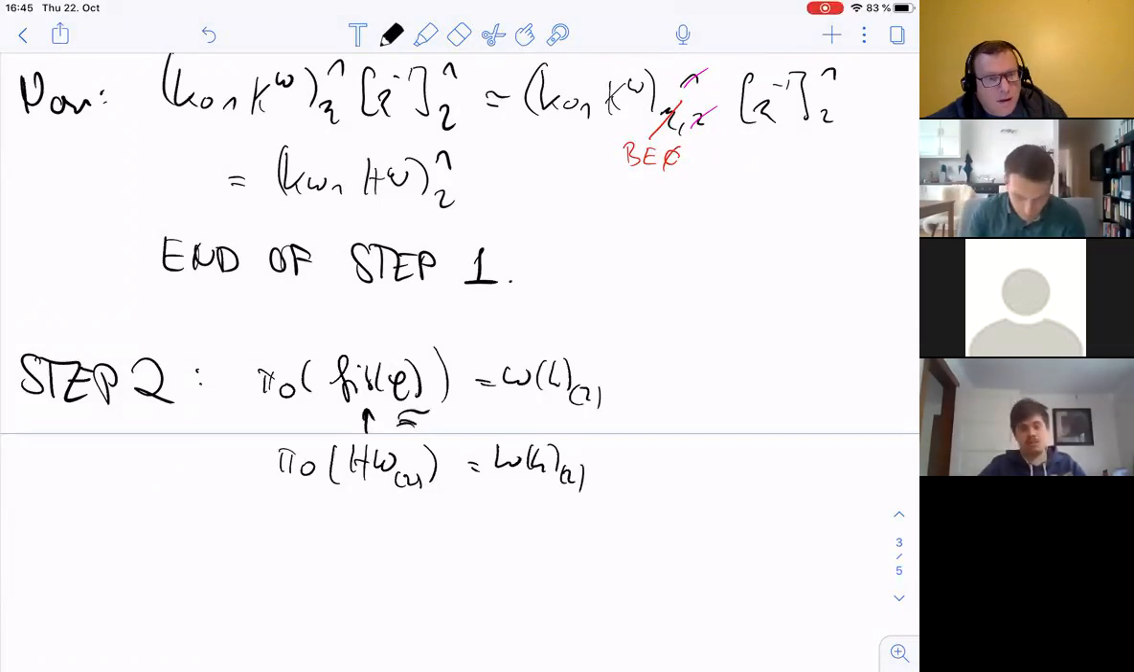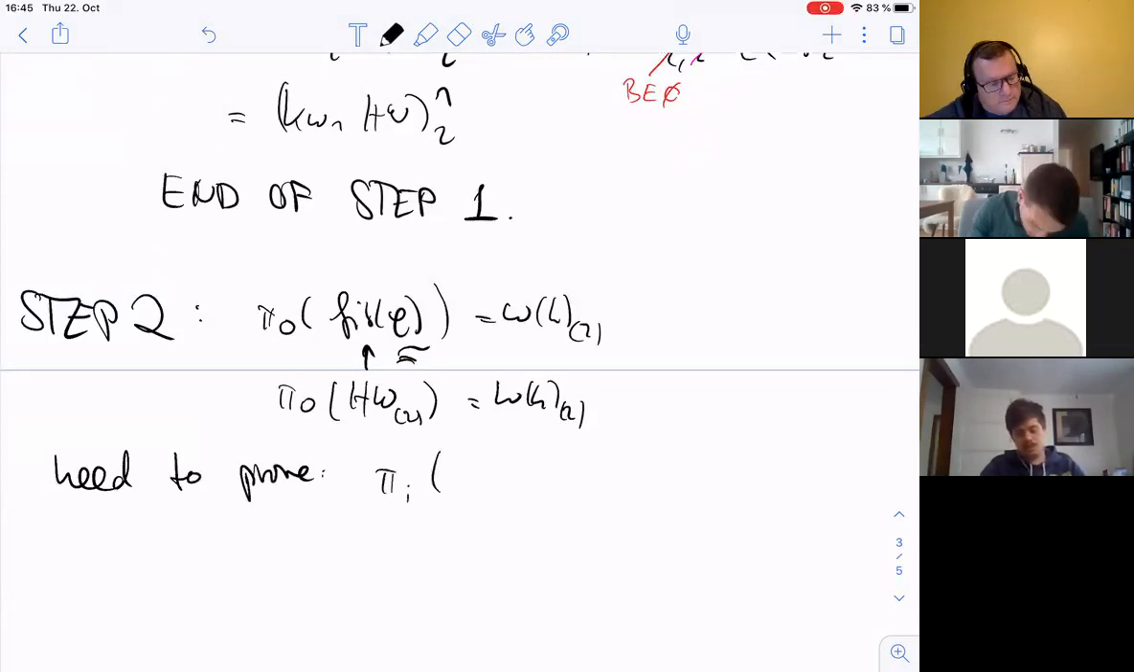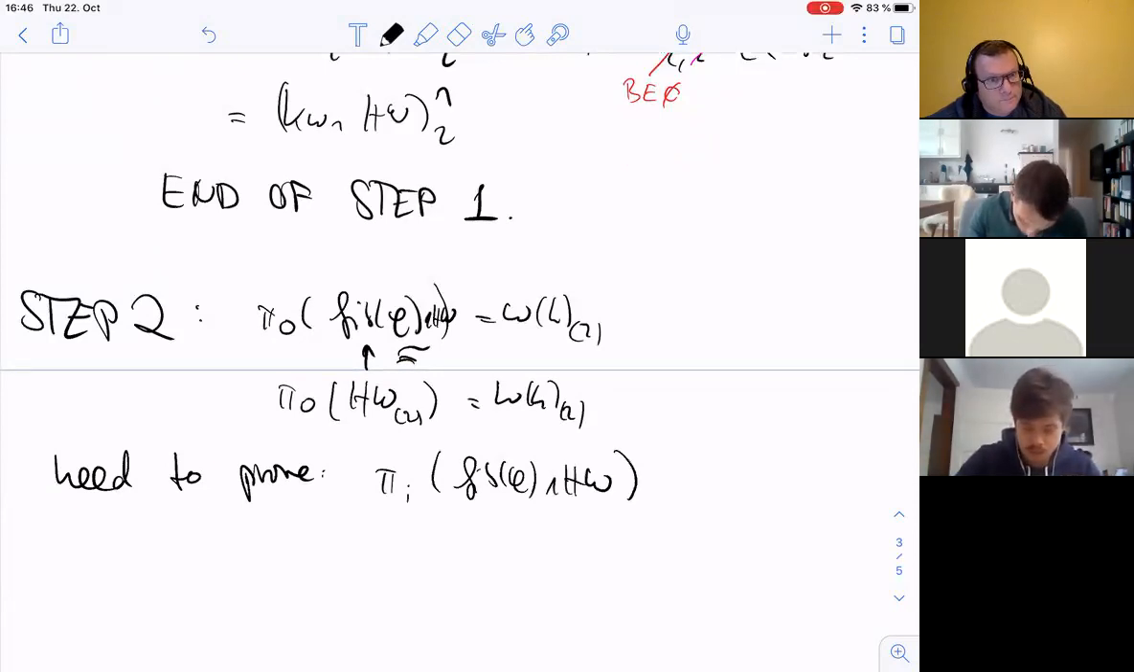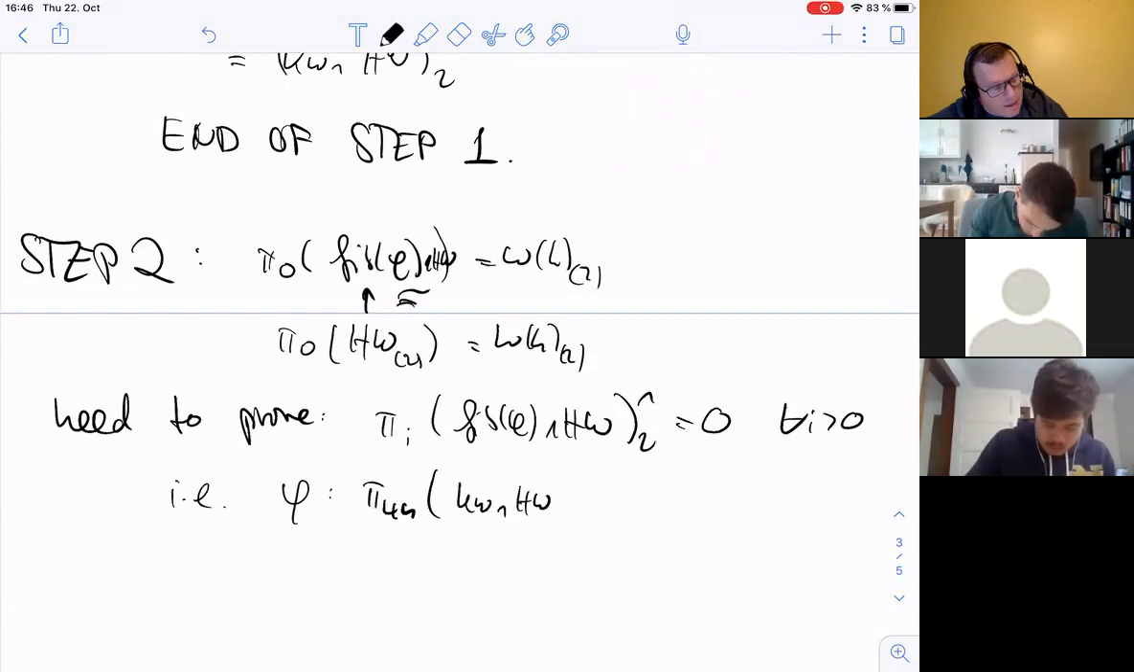So really, we don't really care about pi 0. What we need to prove is that pi i of this fiber, smashed with HW, two-adically completed, let's say, is 0 for all i bigger than 0. And if you look at what this means in terms of this fiber sequence, in other words, we need to prove that this phi map, which goes from pi 4n of KW smash HW, two-adically completed, to pi 4n minus 4 of the same thing, is an isomorphism.